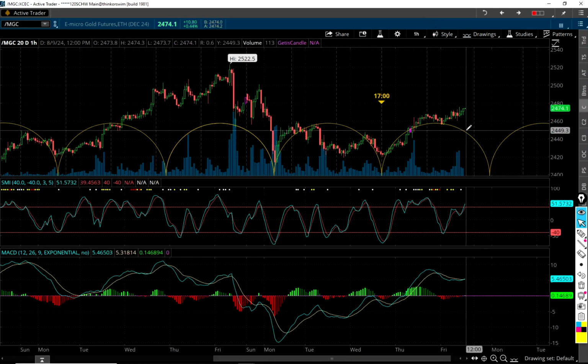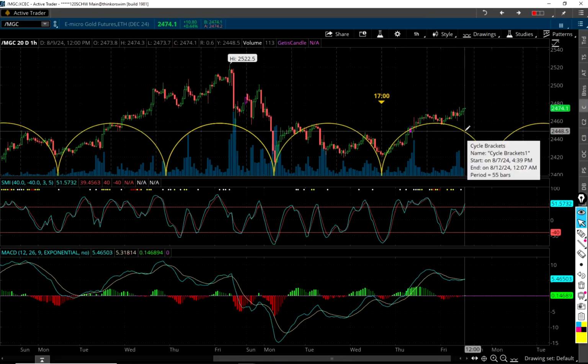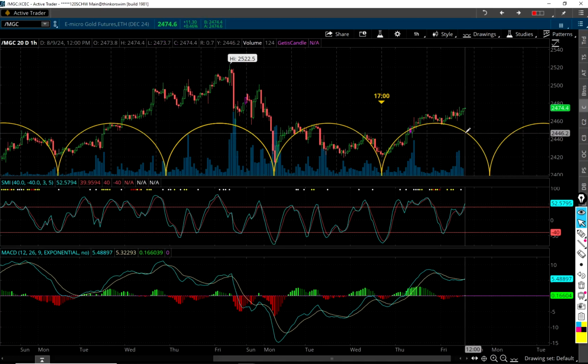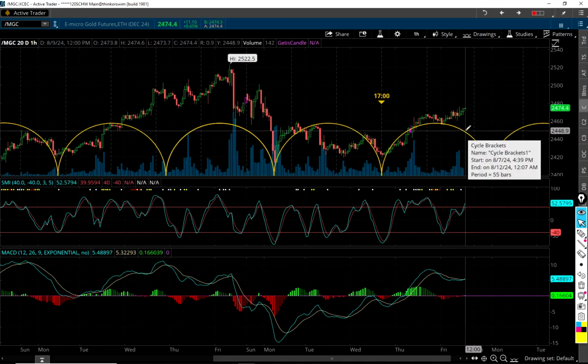Now what I'm going to do is hover over this little arc, and you can see there's an end time there, midnight. Okay, today happens to be Friday, but if it wasn't, let's say it's a Thursday, then I would know there's a projected low for midnight tonight.